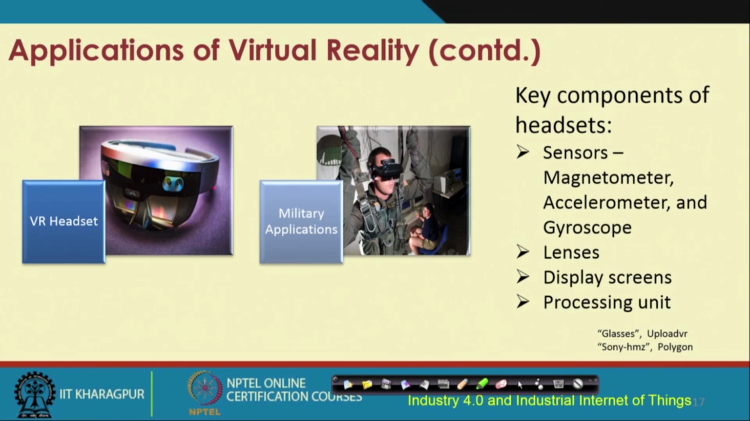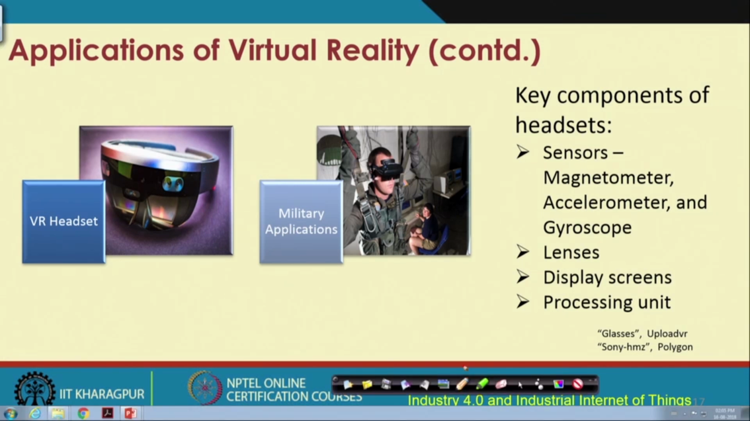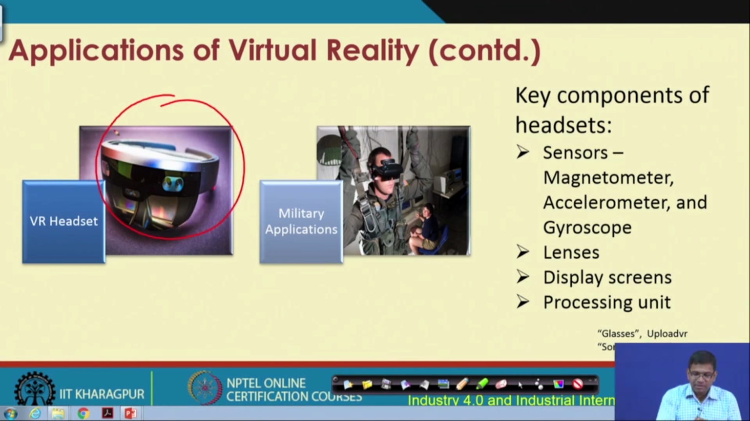So, I was telling you about the different applications of virtual reality earlier. Here we can see a few pictures. This is a VR headset that you can see. Here, as you can see, virtual reality sets are being used by a military person to get trained with some combat operation or something very similar.